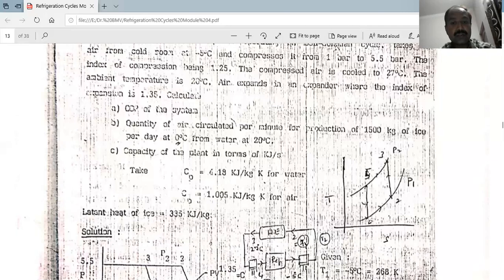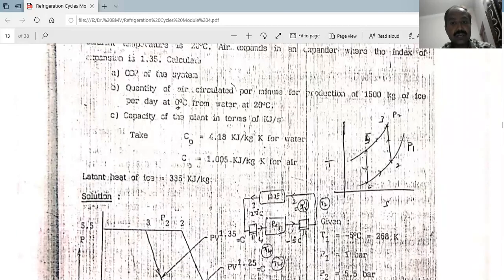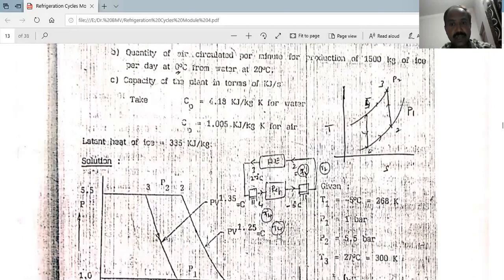Then we should know this air refrigeration system. Here 1 to 2 is the isentropic compression process. Then 2 to 3 is the heat exchanger, where heat rejection takes place. The low temperature refrigerant then passes to the expander. The low temperature, low pressure refrigerant then passes to the refrigerator, where heat absorption takes place.